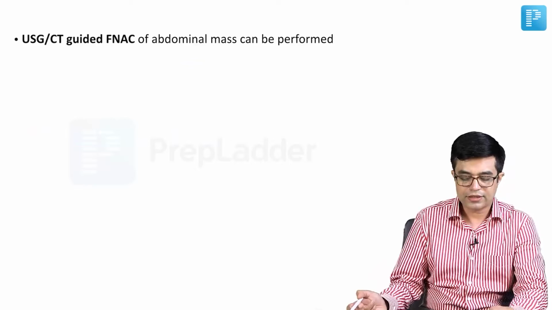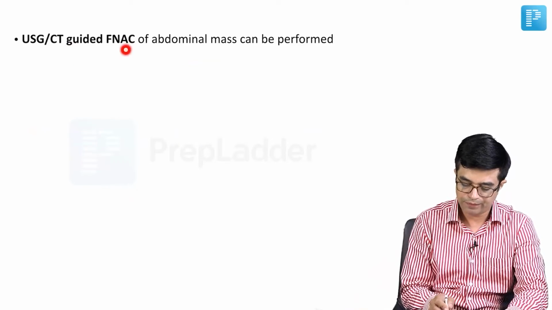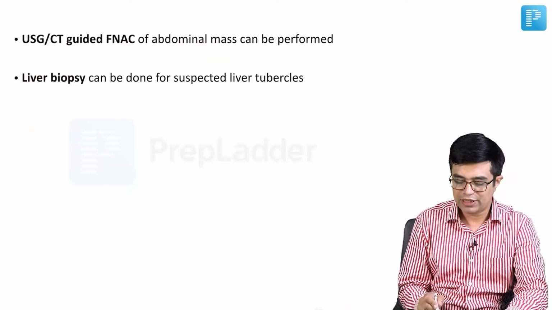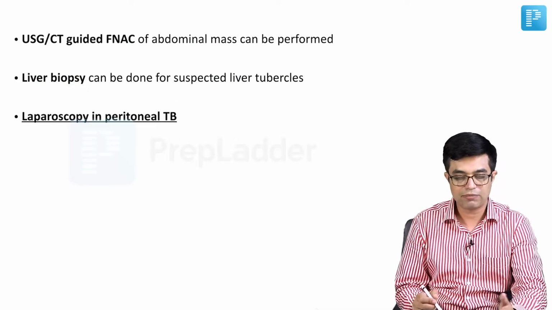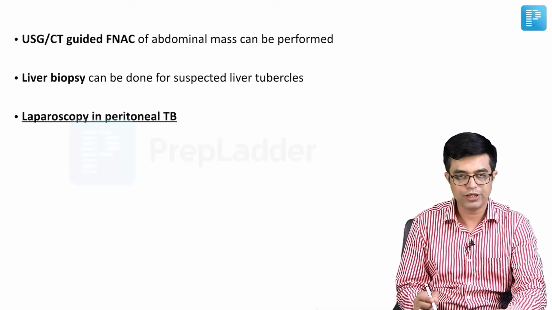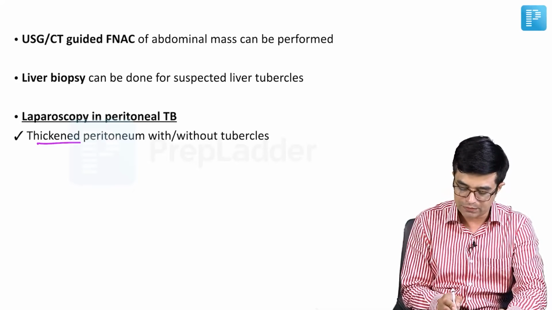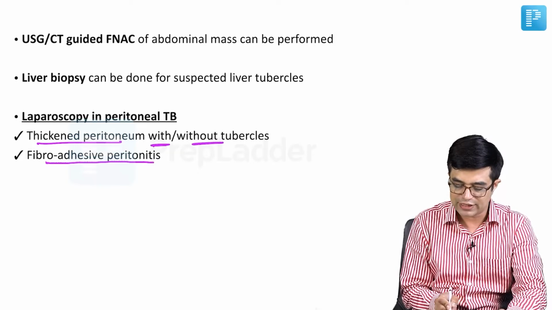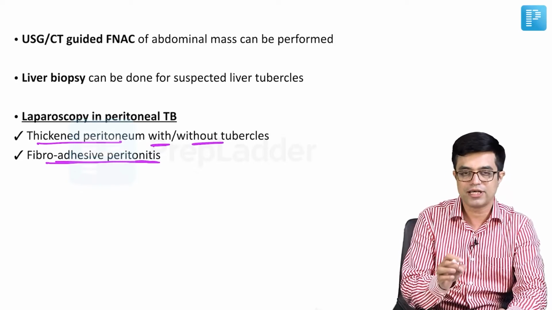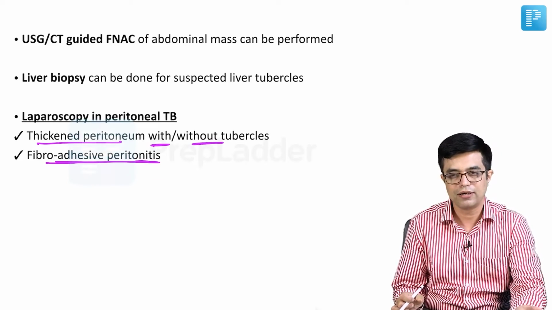Then ultrasound or CT guided FNAC of the abdominal mass can be performed. Then liver biopsy can be done for suspected liver tubercles, and laparoscopy is useful to detect peritoneal TB. Two patterns can be seen. Either there will be thickened peritoneum with or without tubercles, or there will be fibroadhesive peritonitis. There will be fibrosis and adhesions, producing a low-grade inflammation in the peritoneal lining.